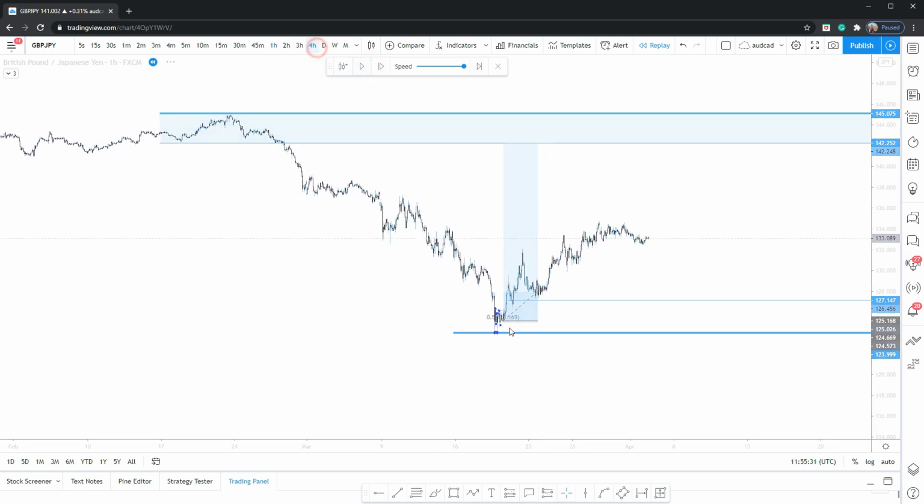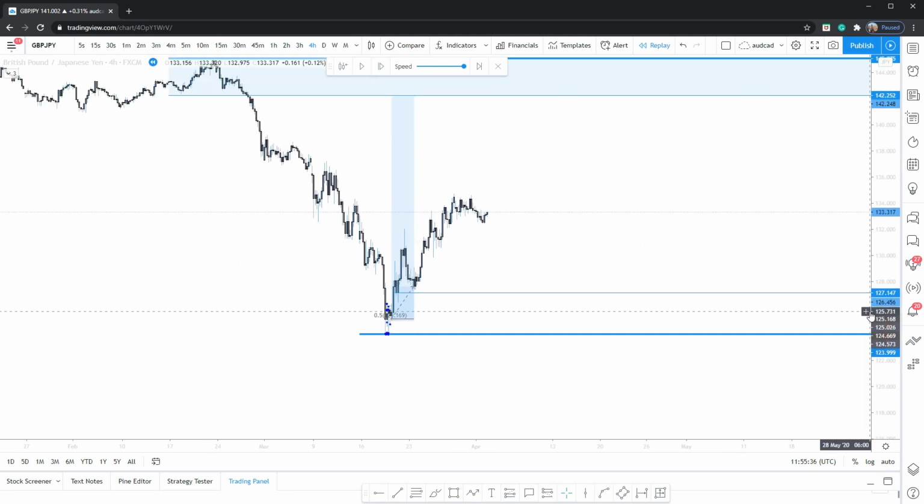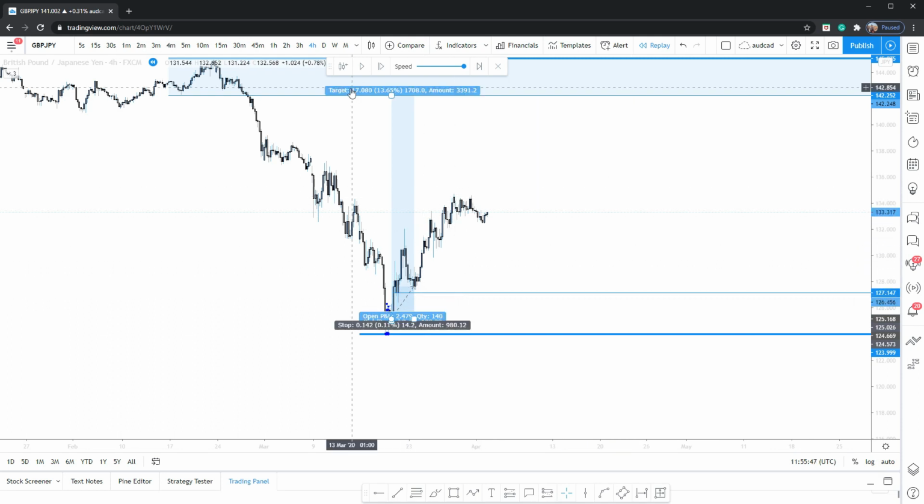Let's just go on the 4 hour. Exactly the same thing. So remember, if you miss something on the 1 hour, you can go to the higher time frame, so the 4 hour. So we've broken structure. Now we want to see a retrace and a break structure again.